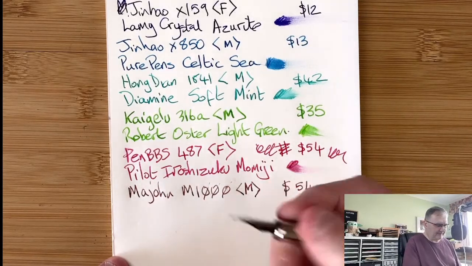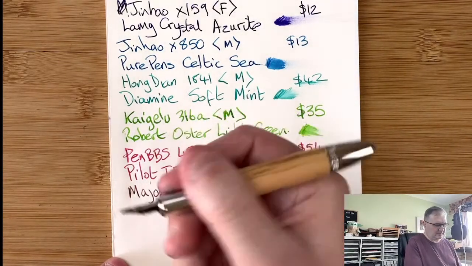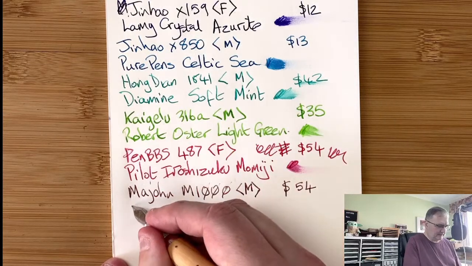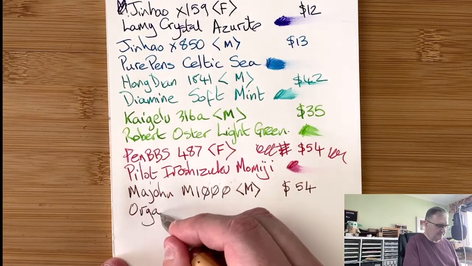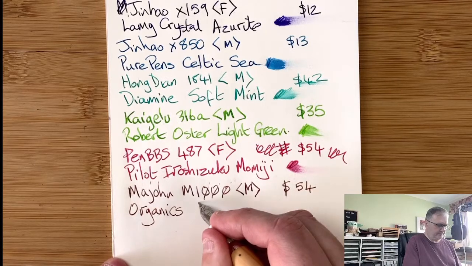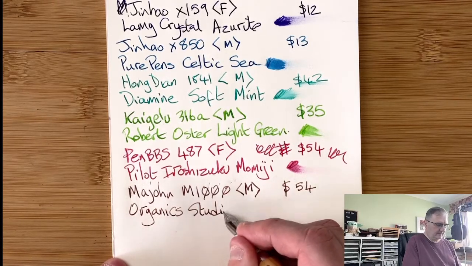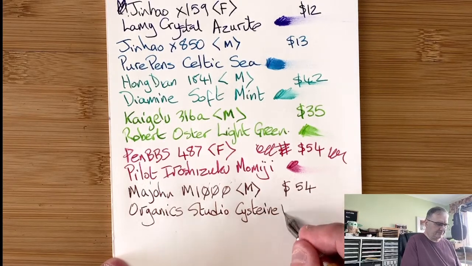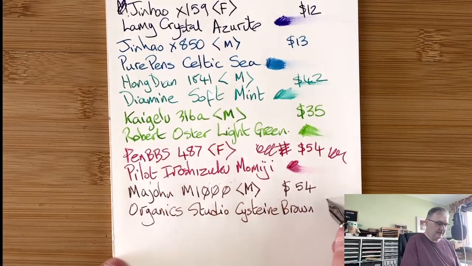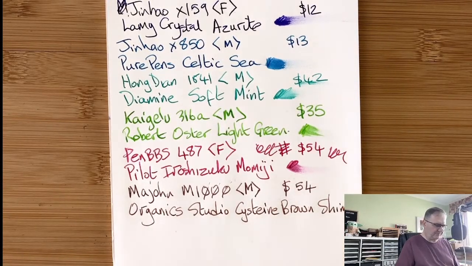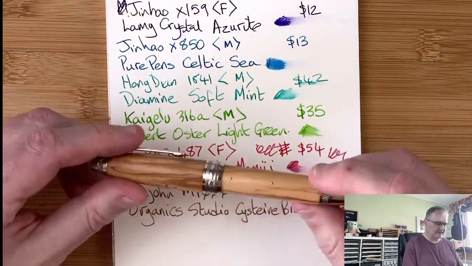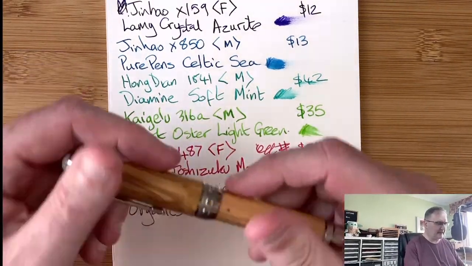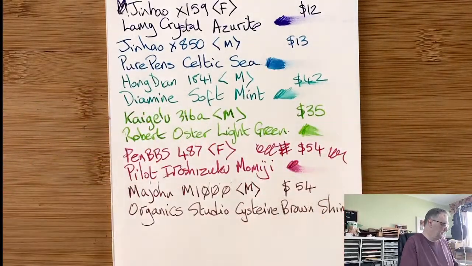The ink in here is the last of a sample. That's why I'm agitating it, because it's a shimmer ink. It's by Organics Studio, and it's Cystine Brown Shimmer. Now, not sure if the shimmer will come through on this. We'll find out in a second. I'll leave it a little bit of time to dry while we do the next one. Nice heavy pen. I love the weight of it.